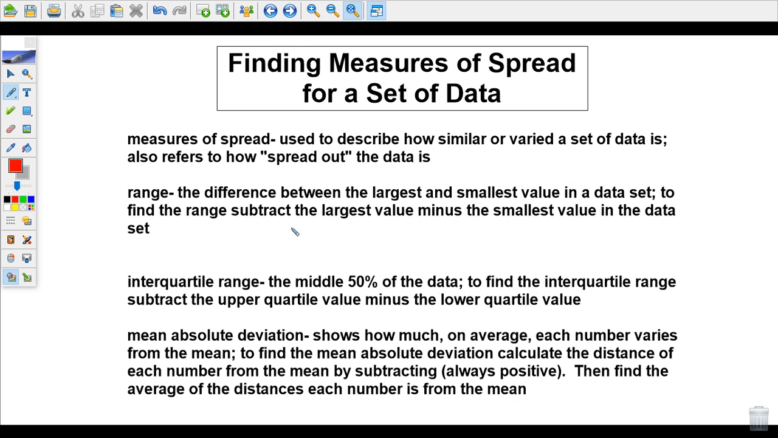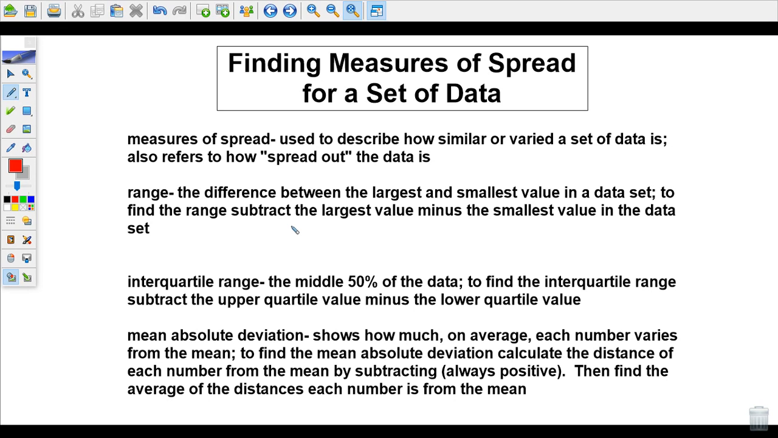There's also measures of spread. Measures of spread are used to describe how spread out the data is, or how it changes, and how consistent or inconsistent the data is. So these are range, interquartile range, and mean absolute deviation. In this video, we're only going to talk about range. We'll talk about interquartile range and mean absolute deviation later.